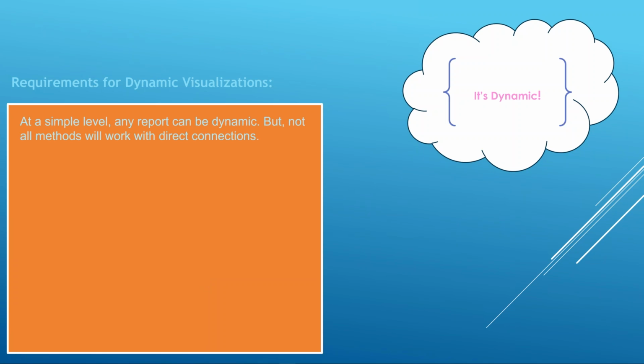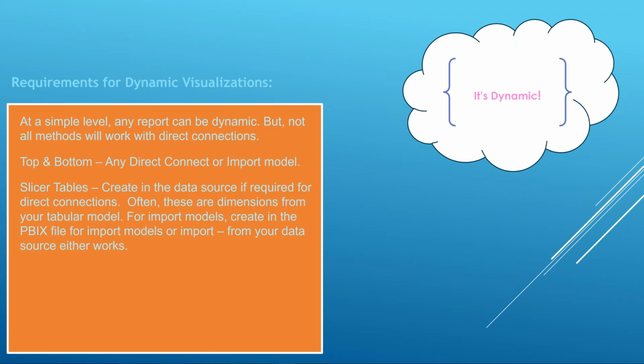Now, pretty much at a simple level, we can make a dynamic report out of anything. But if you're using a direct connection data set, instead of doing an import model, there are a few things that you need to be aware of. If you're just making a simple top and bottom visualization, that's fine. You can use either. Slicer tables can get a little bit more complicated, and we'll go over all this in detail later. Don't worry if I'm speaking about things that don't make sense to you yet. They all will eventually.